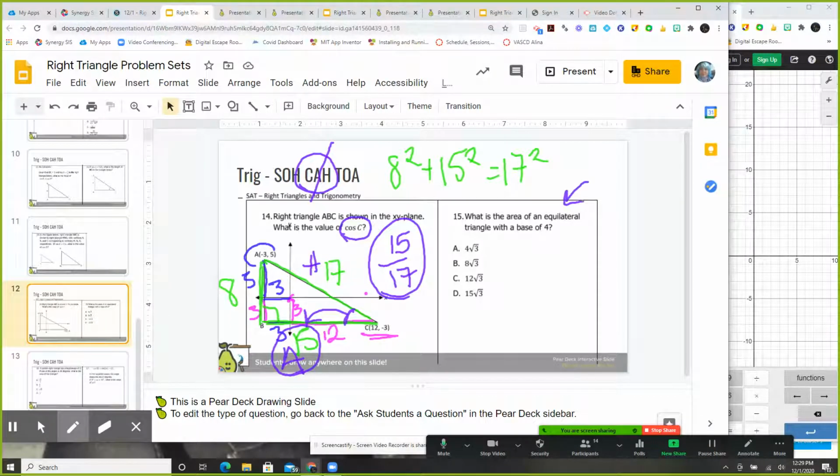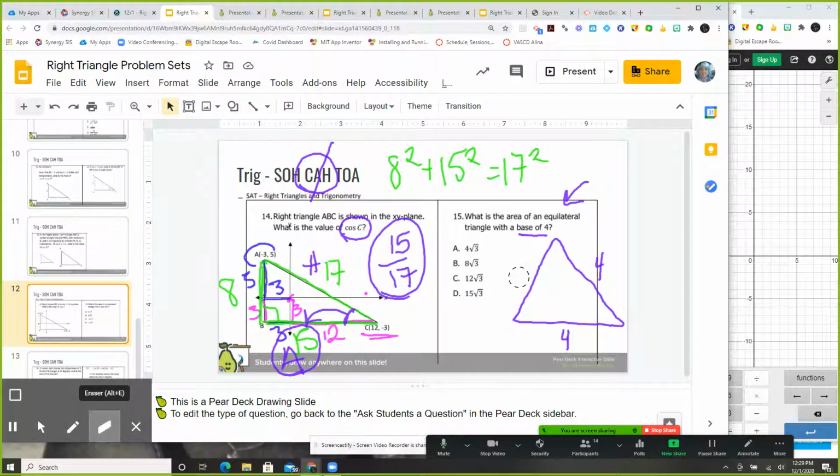So we have an equilateral triangle this time. So we got to be careful when we draw our picture. What do I know about an equilateral triangle? All the sides are the same. So if it tells me the base is 4, then all the sides are the same, right? What else do I know about an equilateral triangle? So what are all the angles? Awesome. It is 60. You should be proud of yourself.